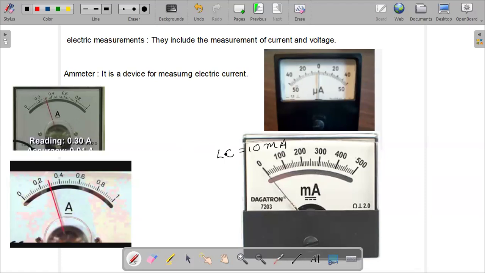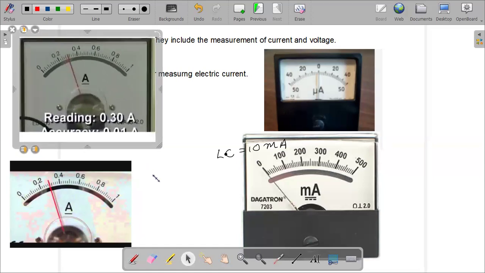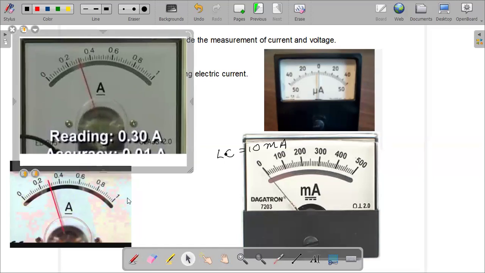What is the least count for this one? 5. It seems to be 5 and the picture is not clear, so we will not touch that. You can see this one. In this one, we have to measure the current. So see how can we measure the current here?